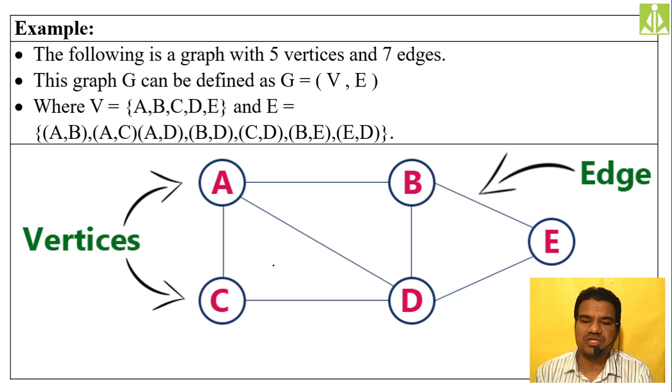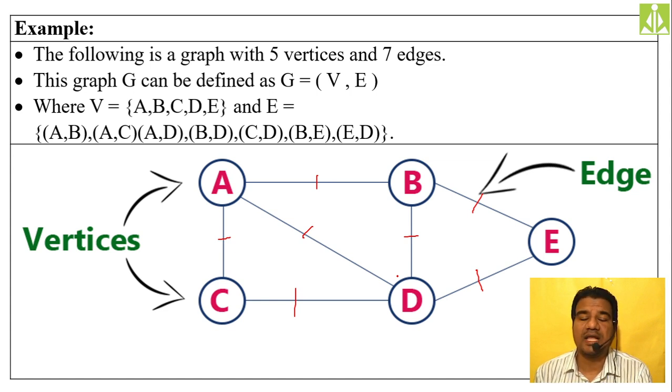And how many edges do we have? Like 7 edges. You count it: this is 1, this is 2, this is 3, this is 4, this is 5, 6, 7. Okay. This particular data structure is also having vertices and edges. So your tree data structure will also have vertices and edges.